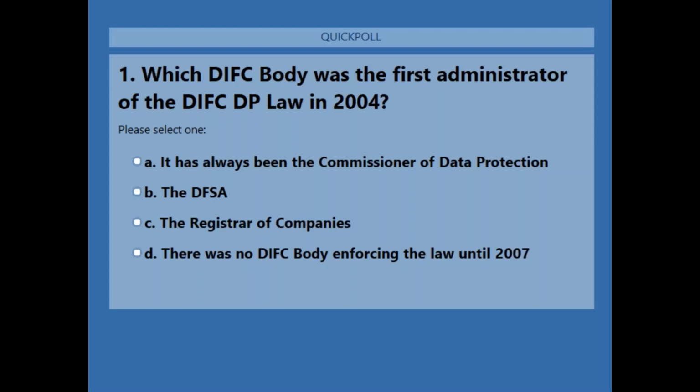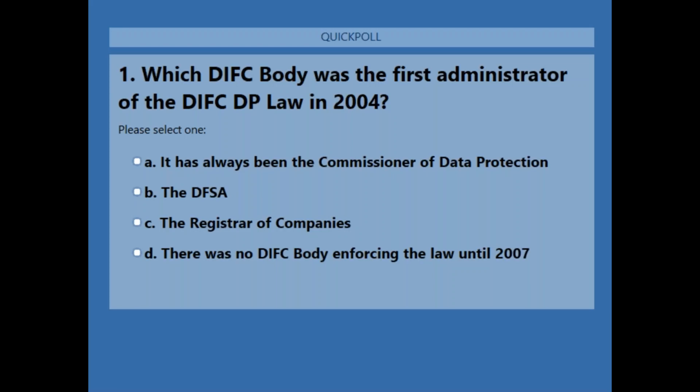The poll is open. We'll give you about a minute to log your answers. Please go ahead and log your answers, everyone. I gave you the answer earlier. Hopefully you remember. Again, is it that it's always been the Commissioner of Data Protection, the DFSA, Registrar of Companies, or there was no body enforcing the law until 2007?